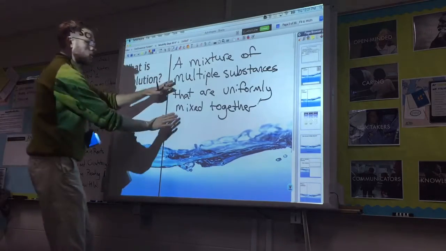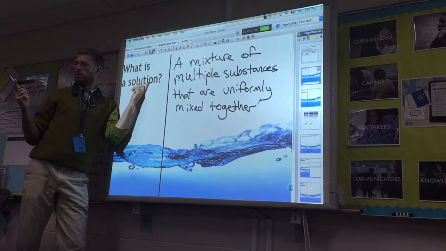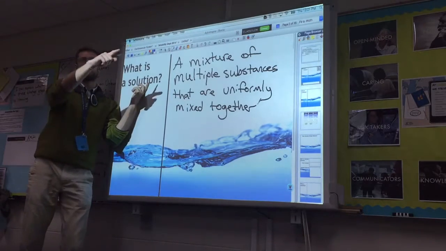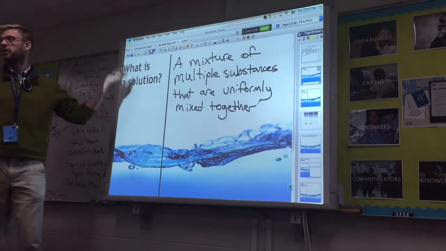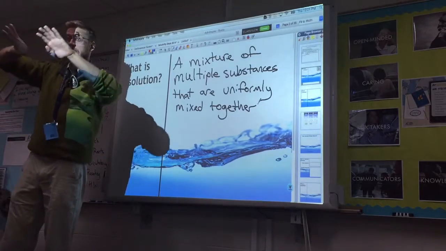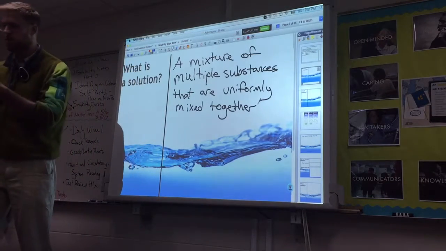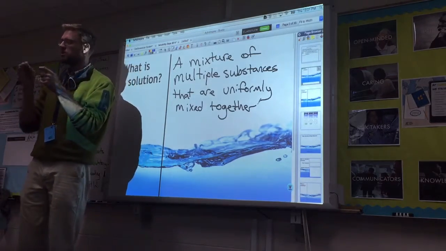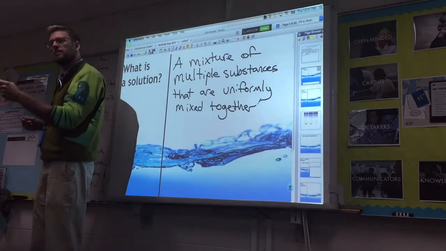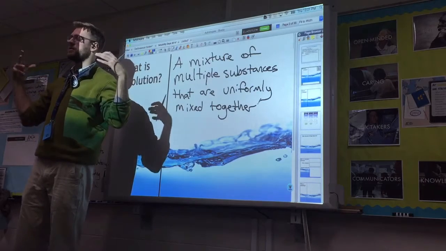A mixture of multiple substances uniformly mixed together. Did I say that a solution had to be liquid? No. Most solutions that we deal with in chemistry class are liquid, but there's tons that aren't. For instance, the air that we're in, is the air a mixture? Yes, we got nitrogen and oxygen and other stuff. Can you tell where the oxygen stops and the nitrogen starts? It's uniformly mixed. The air is a solution of gases.